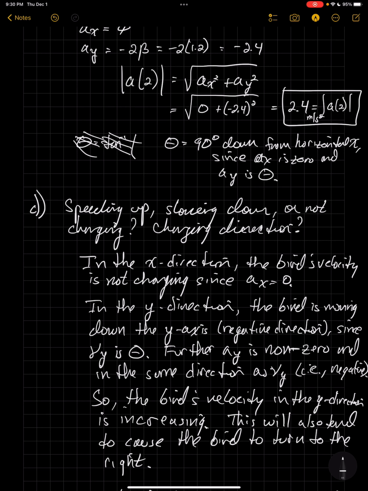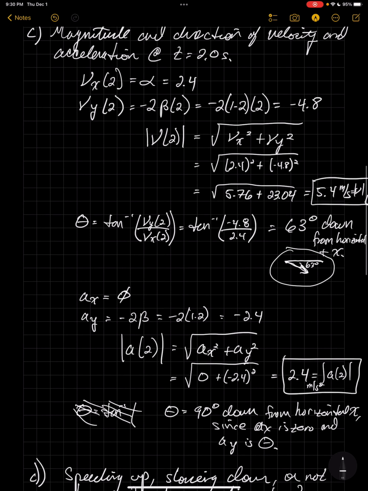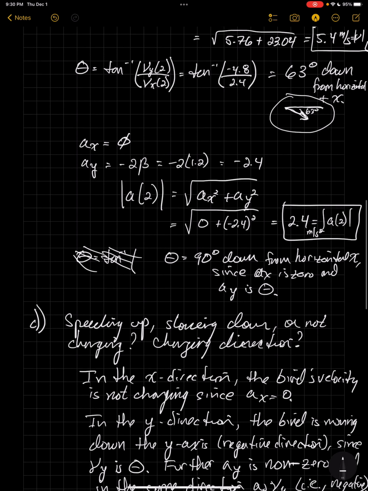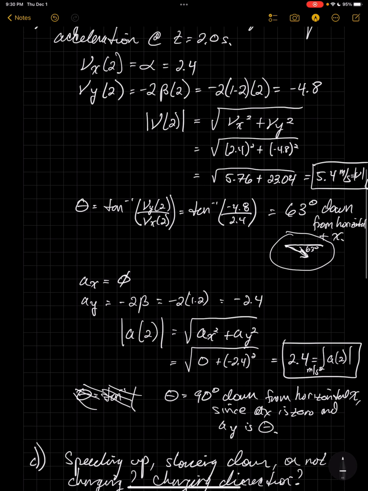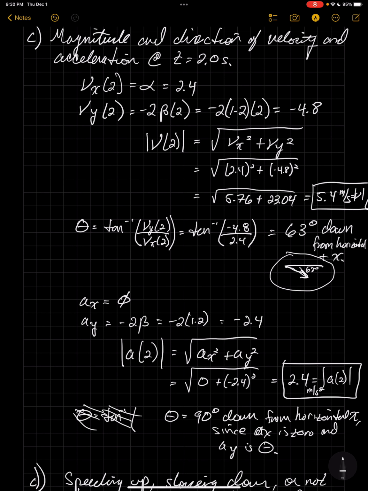What we know based on our calculations is that in the x direction, the bird's velocity is not changing, since ax is equal to 0. And so the velocity that we calculated before, vx, is just 2.4 meters per second. And because it's positive, it means that the bird is generally flying in the right-hand direction in our xy plane. In the y direction, however, the bird is moving down the y-axis. Its velocity is negative. We calculated that before with the negative 4.8 meters per second.